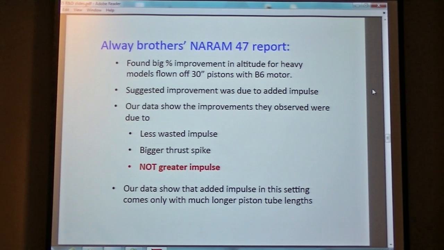And so, given the results that we have shown here, that no piston at 75 centimeters or less, in other words, 30 inches or less, is really adding impulse, we don't think their results are due to added impulse at all. They're probably due to less wasted impulse and a bigger thrust buffer. So there's still a big advantage in using a piston launcher with a heavy model at lengths of 30 inches or perhaps a little less even. But the really big benefit, the added impulse, comes from using a much longer piston, out to perhaps as long as 5 feet.